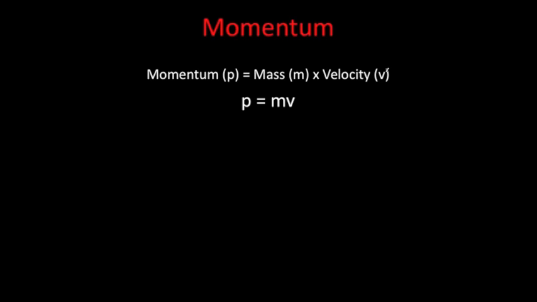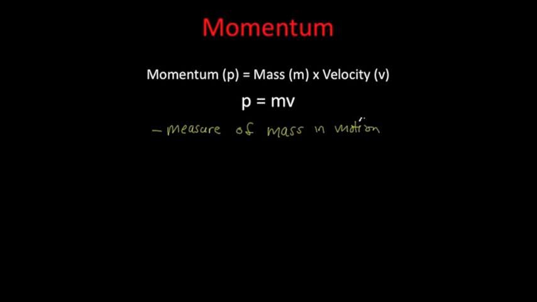The symbol for momentum is P, for mass it's M, and for velocity it is V. When we talk about momentum, what is momentum? It is a measure of mass in motion.